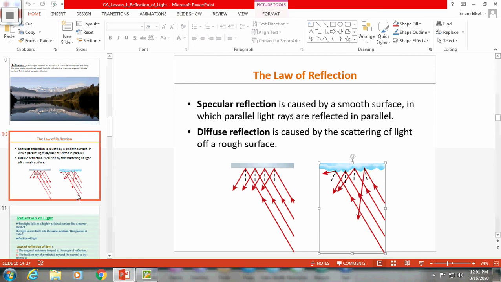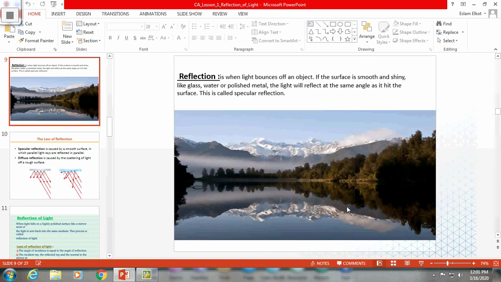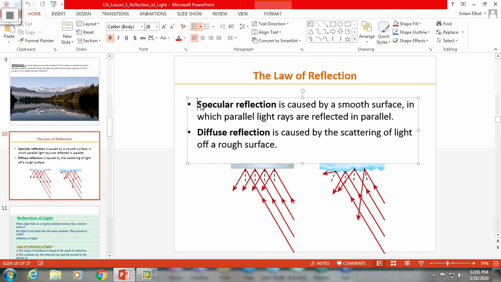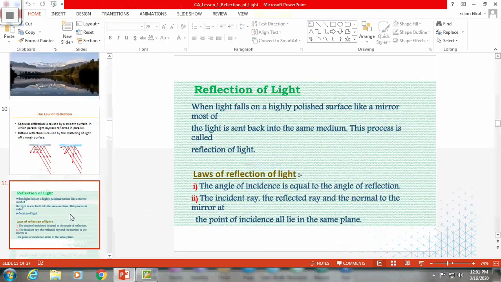Okay? So in reflection of light, the picture will be reflected to your eye, and there are two types of reflection. It can be specular reflection when it's smooth, and diffuse reflection when you have a rough surface.